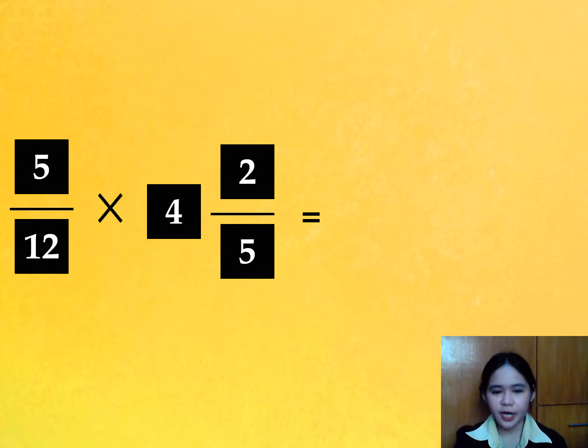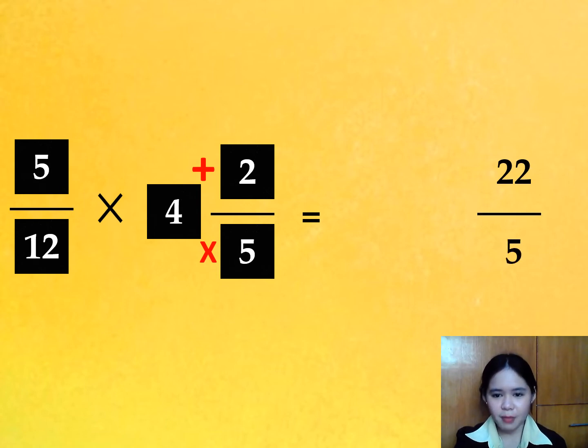In changing 4 and 2/5 into an improper fraction, we will multiply the denominator 5 by the whole number, which is 4, and then add the numerator, which is 2. 5 times 4 is equal to 20, plus 2 is equal to 22, and then simply copy the denominator, which is 5. So the improper fraction of 4 and 2/5 is 22/5. And then copy the multiplicand, which is 5/12.